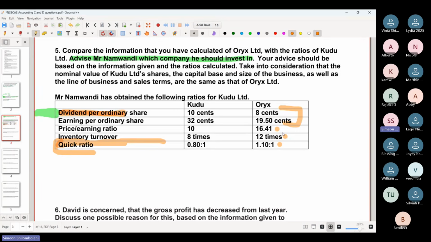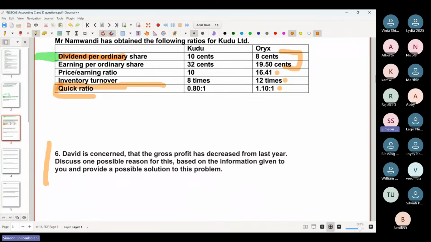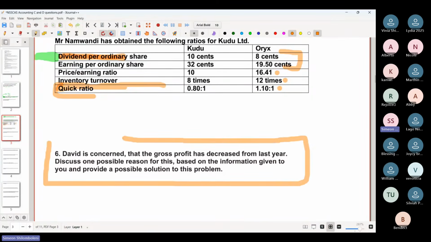David is concerned that the gross profit has decreased from last year. Discuss one possible reason for this based on the information given, and you provide possibles. Okay, this one is also an easy one. It's like the one that we did for subscription. You will have information on top here, maybe an income statement. And from that income statement, you analyze what caused this gross profit to come down. So you look at the sales. What are the things that affect gross profit? Your sales, your cost of sales, your purchases, and all those things.